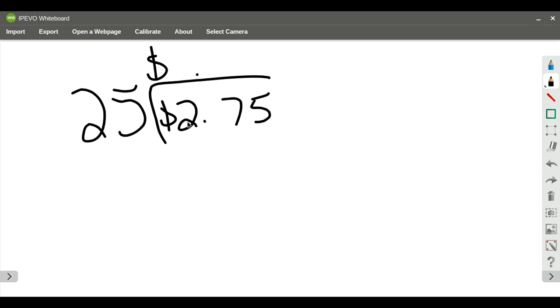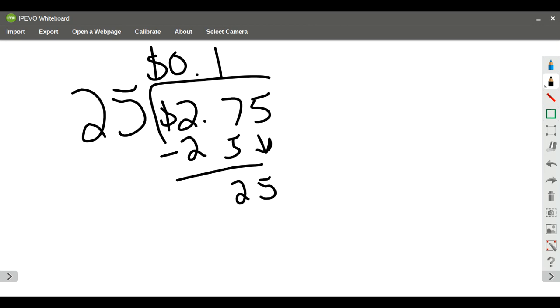25 goes into 2 0 times. It's important that I put that placeholder there because I need a placeholder in front of my decimals. Then I look at how many times 25 goes into 27. 25 goes into 27 one time. 25 times 1 is 25. I'm going to subtract. I have 2 left over. I bring down the 5. 25 goes into 25 one time. That becomes 25. I subtract. I have 0 left over. So my answer is going to be 11 cents.